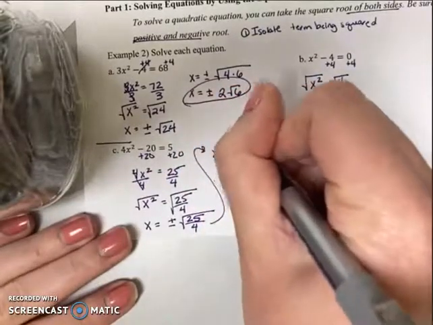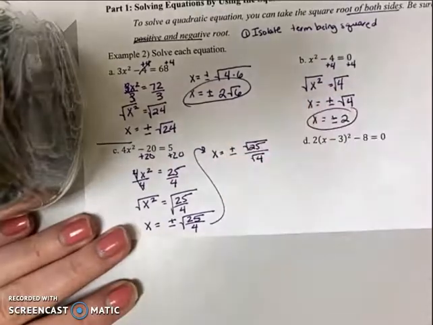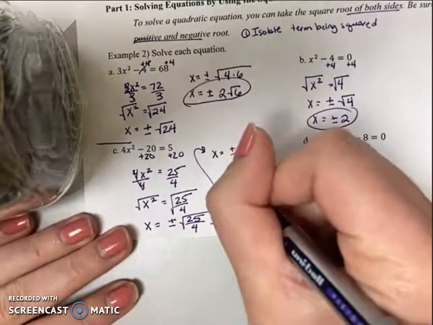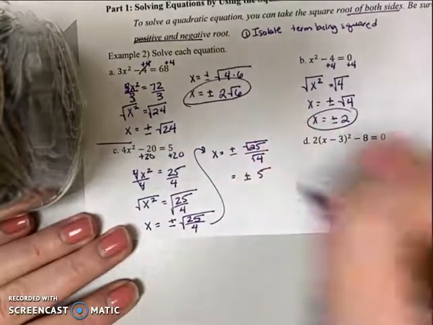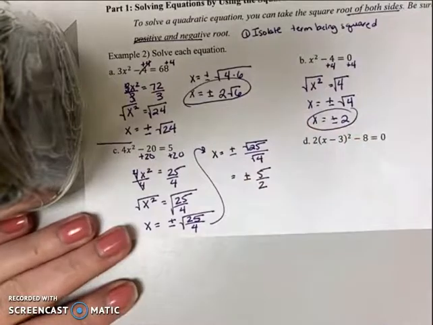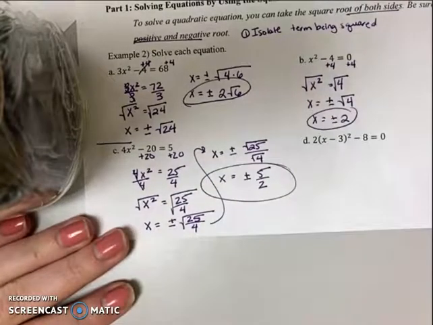So I have the square root of 25 over the square root of 4. Well, let's simplify here. The square root of 25 is just 5. The square root of 4 is just 2. So I have two solutions, a positive 5 halves and a negative 5 halves.